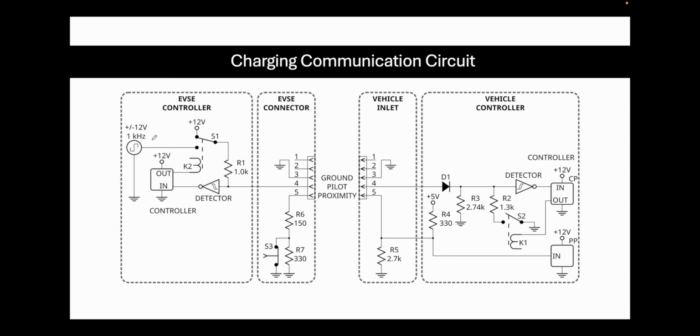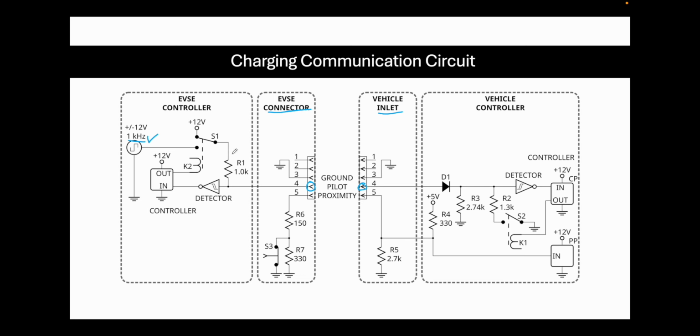As we have already seen, we have a frequency generator with around 1 kilohertz of frequency and plus to minus 12 volt in the case of the control pilot. If you see the circuit, the control pilot pin is pin 4. This is the pin that connects between the electric vehicle and the EVSE connector. This is the part for the EVSE connector, and this is the part for the vehicle. And pin 4 is responsible for the connection.